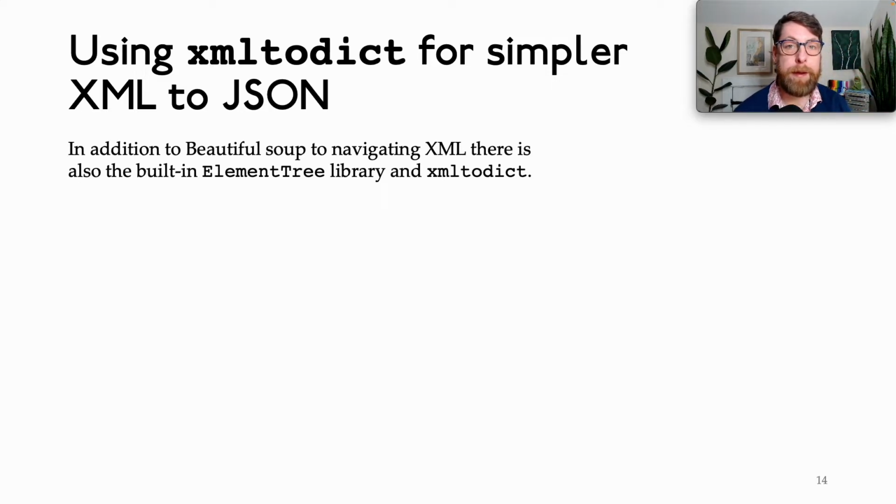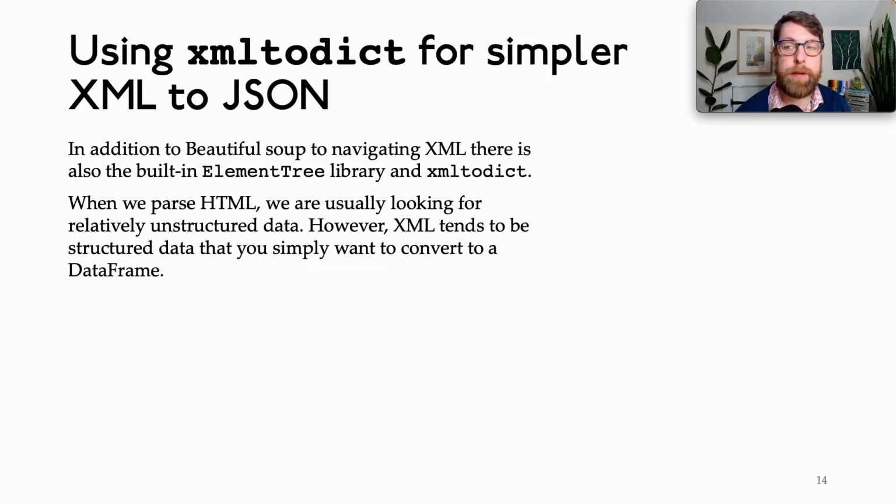There's also an xmltodict library, and that's XML to dictionary. The reason that it's available is because sometimes we want to do something kind of simple, and Beautiful Soup might overcomplicate things for us. Now, when we parse HTML, we're usually looking for relatively unstructured data. We might be looking for links here and there, and so iterating through tags is a useful thing. But XML tends to be structured data that you just want to put into a data frame.